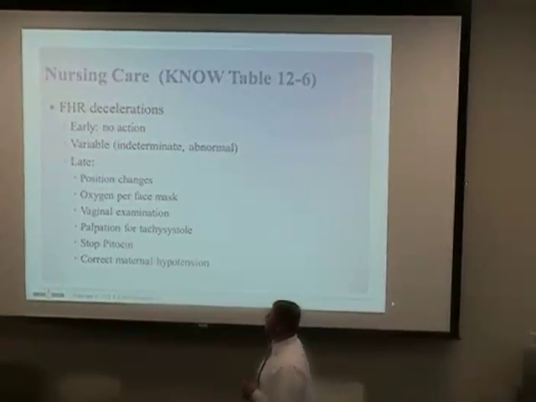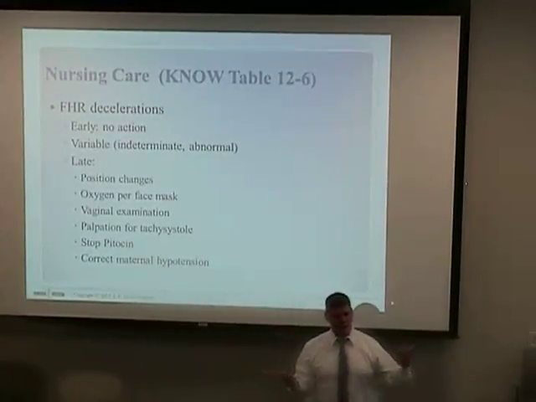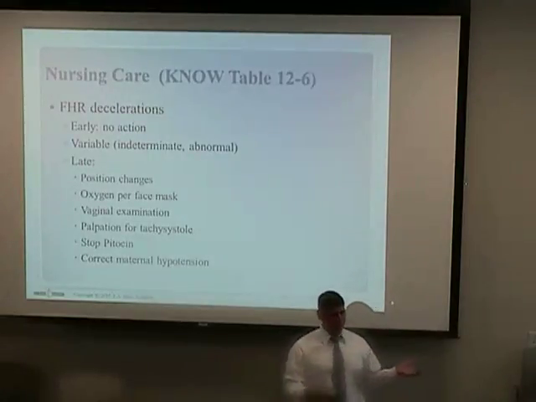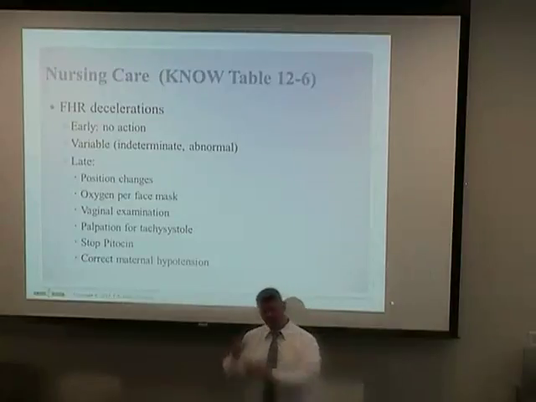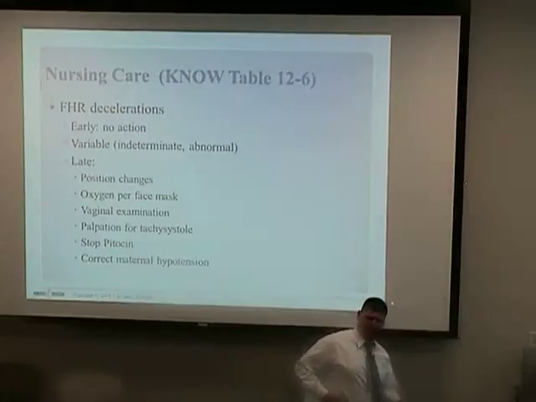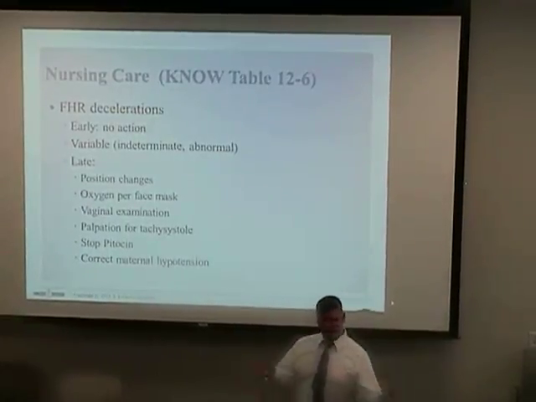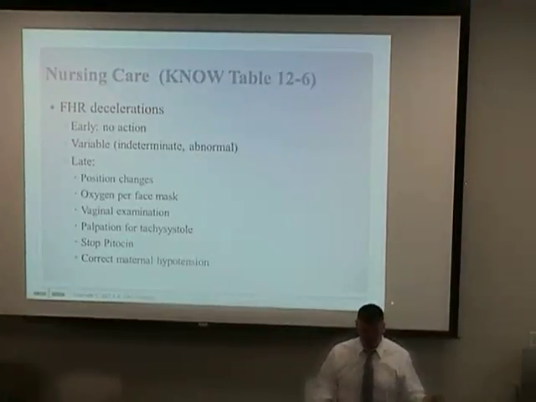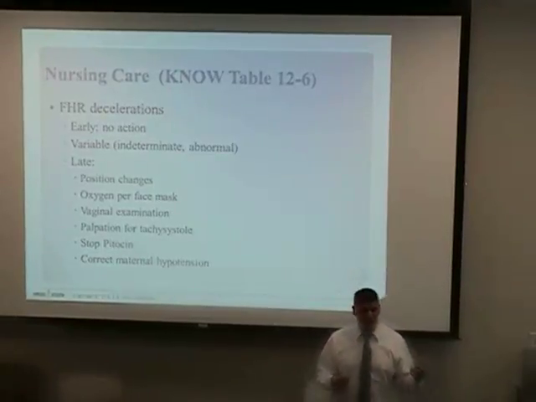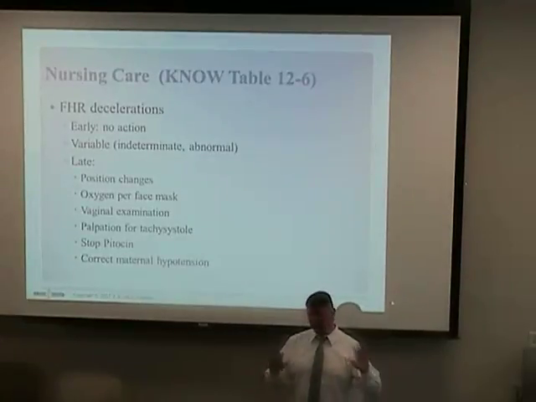So when you've got a variable deceleration, you want to take steps to decrease that compression on the cord. The best one is to just change mom's position. If the cord is over here, and mom is lying on her right side and getting decels, we roll her onto her left side so that we get off the cord. Or we sit her up, or lie her down, or get her out of bed. We change positions until we figure out where it's not going to compress the cord. But a variable decel isn't harmful, and it doesn't mean anything.